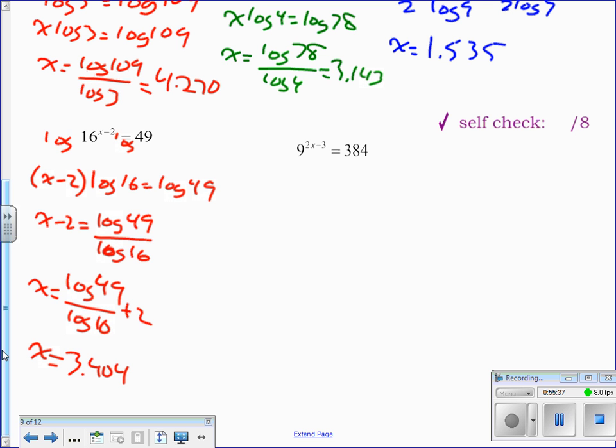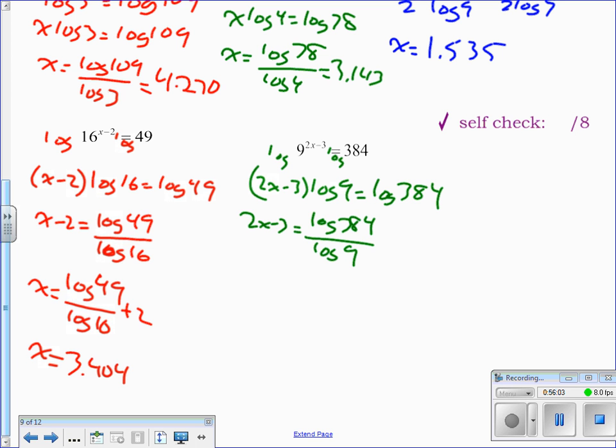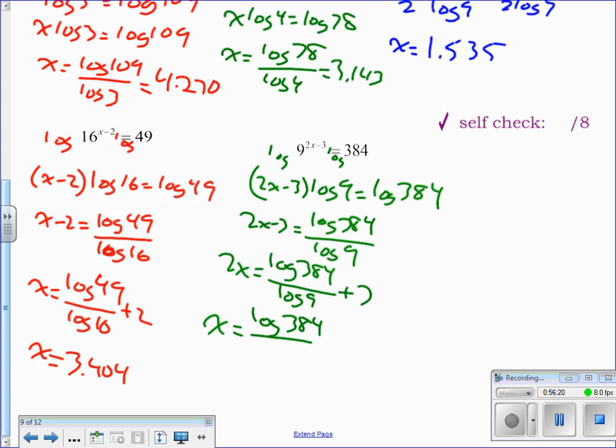And then the next one's a pain in the butt. Take the log of both sides. Log, 2x minus 3 log 9 equals the log of 384. Divide both sides by the log of 9. 2x minus 3 equals the log of 384 divided by the log of 9. Add 3 to both sides. 2x equals the log of 384 over the log of 9 plus 3. Divide both sides by 2. X equals the log of 384 divided by the log of 9 plus 3, all divided by 2.